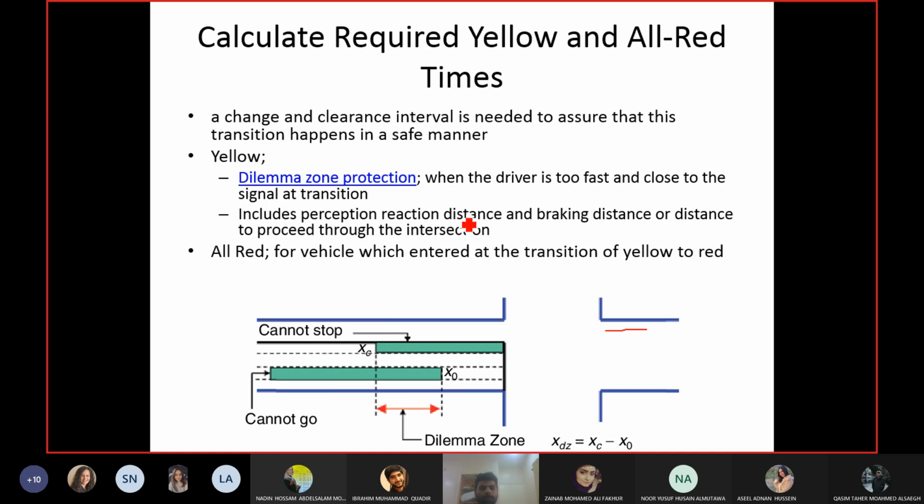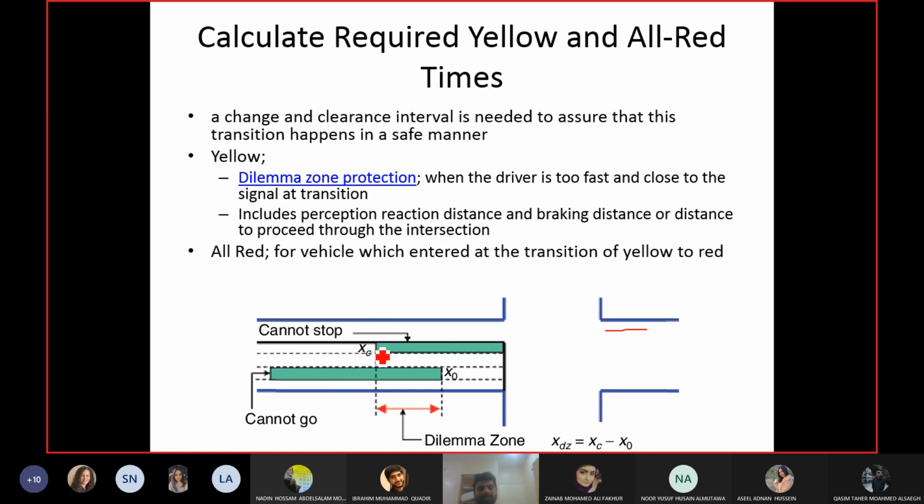The yellow time can include perception reaction distance and braking distance, or it can include distance to proceed through the intersection. You can see a dilemma zone mentioned here as well. So if you are at this much distance from the signal, you basically cannot stop. This distance is not enough for you to stop. The required distance for stopping is more than this. This is what they are calling x naught.